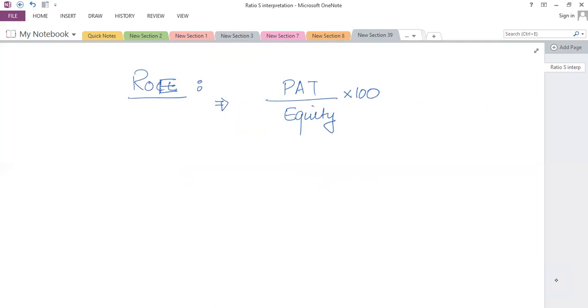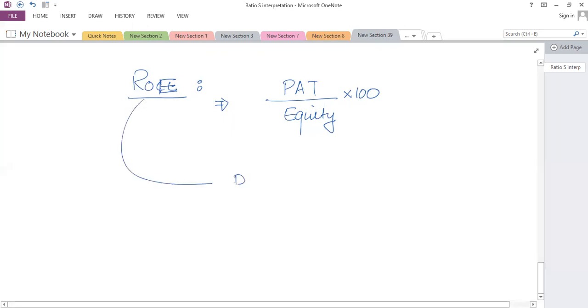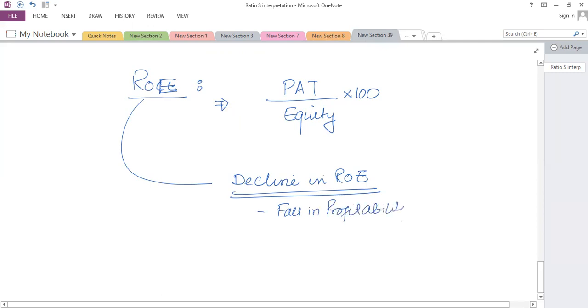You know that shareholders are interested in profits. If profits are increasing, there are chances of a good dividend being paid to the shareholder. But suppose there is a decline in return on equity, the obvious reason you feel is a fall in profitability. So you have to check your net profit margin. You have to see what my net profit margin is. If your net profit margin is decreasing, then obviously this is the reason.